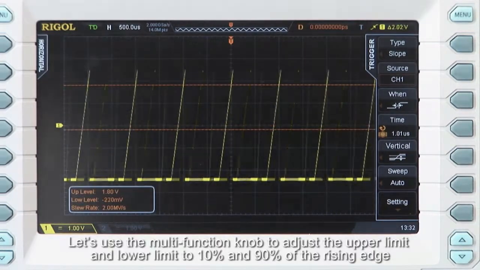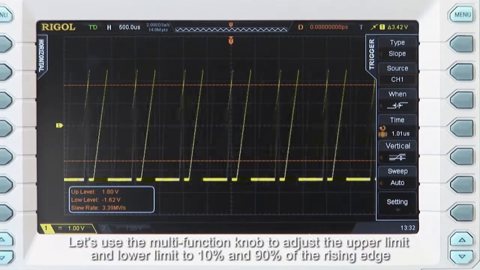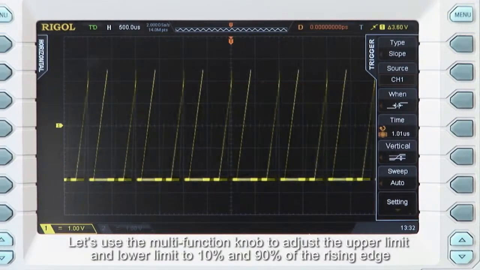Now let's use the multifunction knob to adjust the upper limit and lower limit to 10% and 90% of the rising edge.